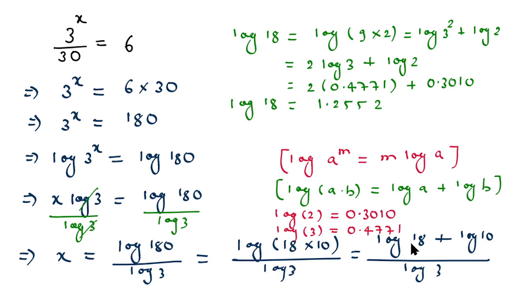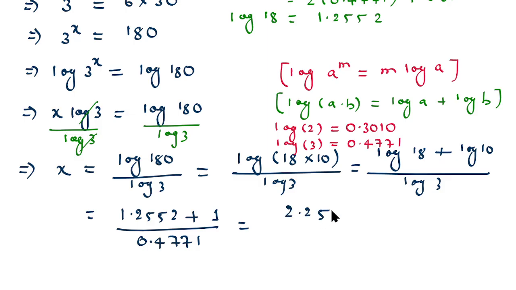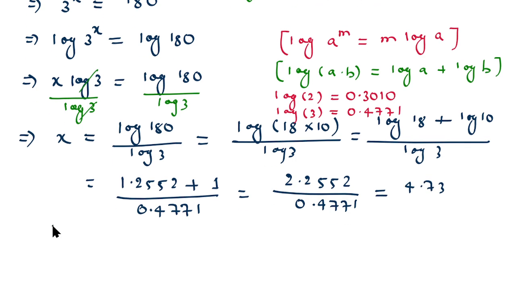Now if we put the value of log 18 here, we can write this as 1.2552, and log 10 value is always 1 on any base. Log 3 value I will put directly here, 0.4771. So this will become 2.2552 upon 0.4771, which is equal to 4.73. So we can say that x is approximately 4.73.